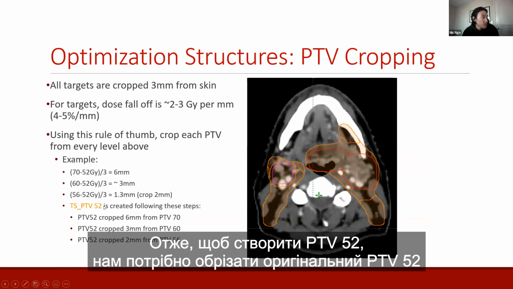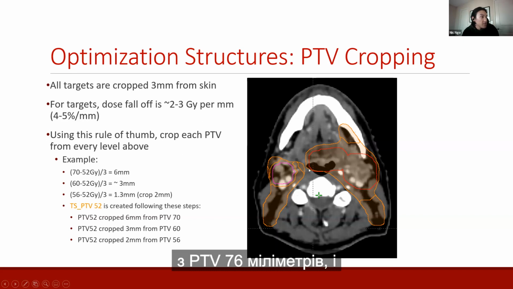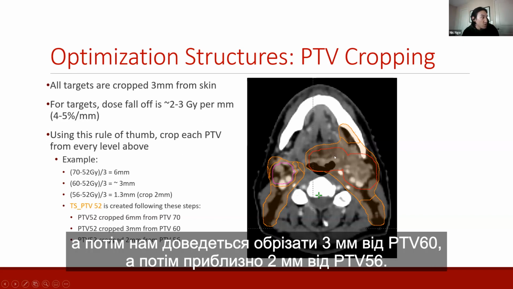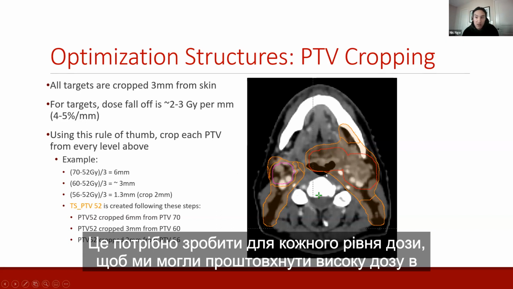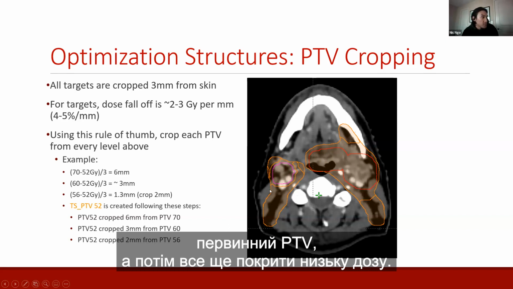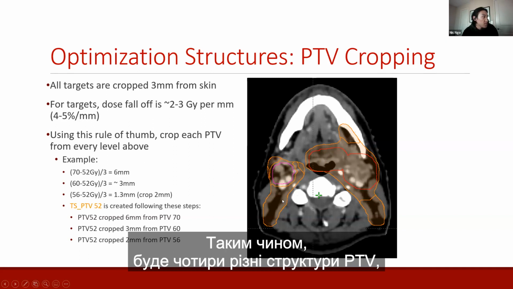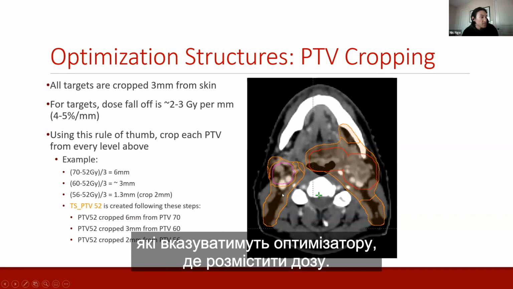So to create PTV 52, we're going to have to crop the original PTV 52 from the PTV 70, 6 millimeters, and then we're going to have to crop that 3 millimeters from PTV 60, and then about 2 millimeters from PTV 56. You have to do this for every dose level, so that we can push the high dose into the primary PTV and still cover the low dose. So there will be 4 different tuning structure PTVs to tell the optimizer where to put the dose.